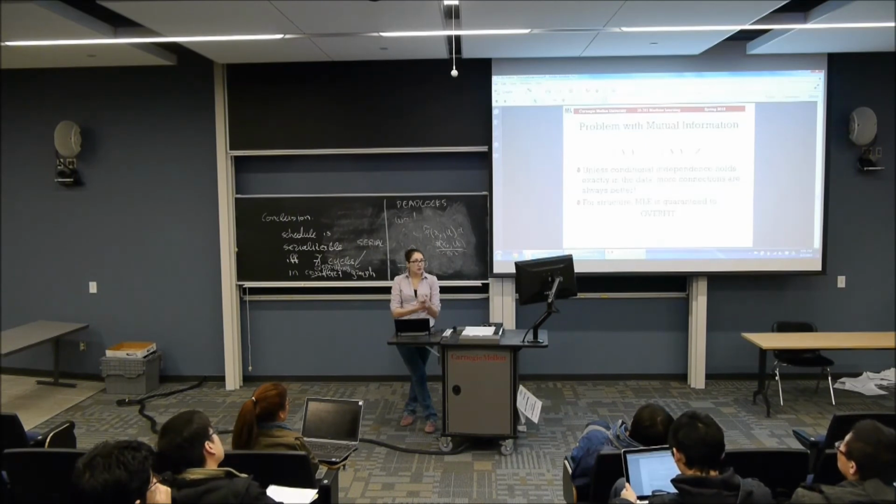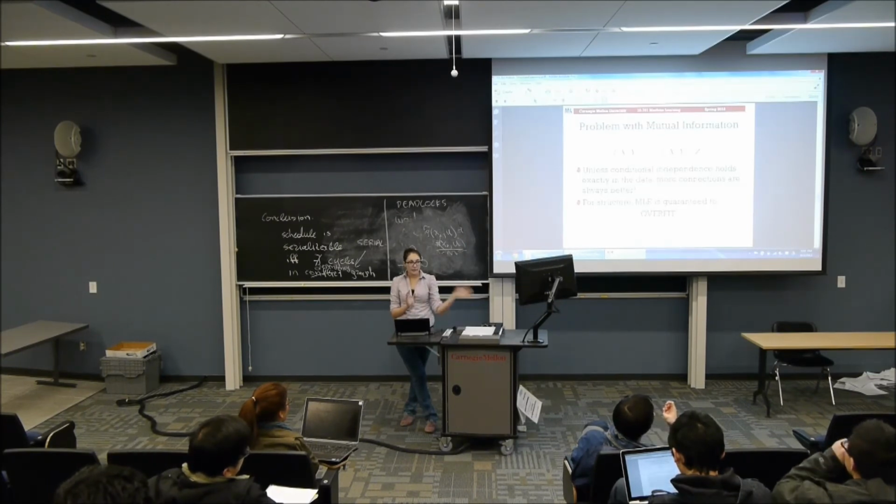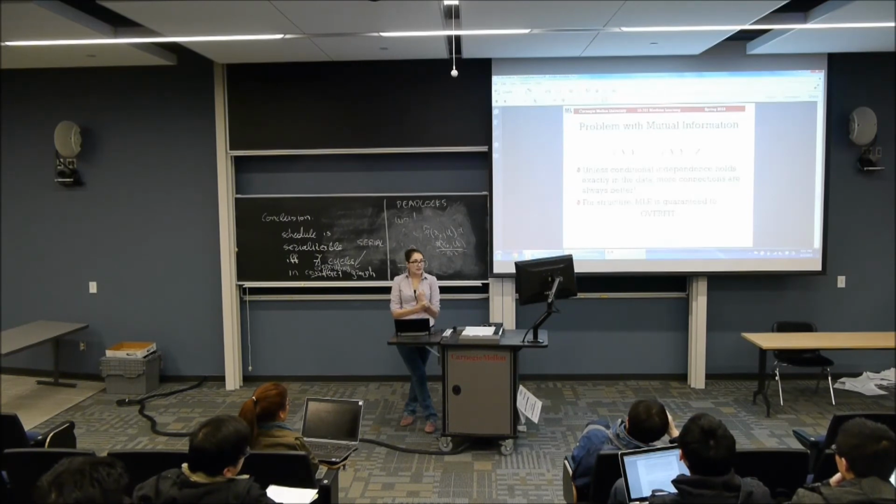Now, there's a problem with mutual information, and that is that adding information never decreases the mutual information. Basically, if you've got a variable x and a variable y, and you want to compute the mutual information between them, adding another set of variables or another variable z to y will never decrease your mutual information. So unless conditional independence holds exactly in the data, more connections are always better.